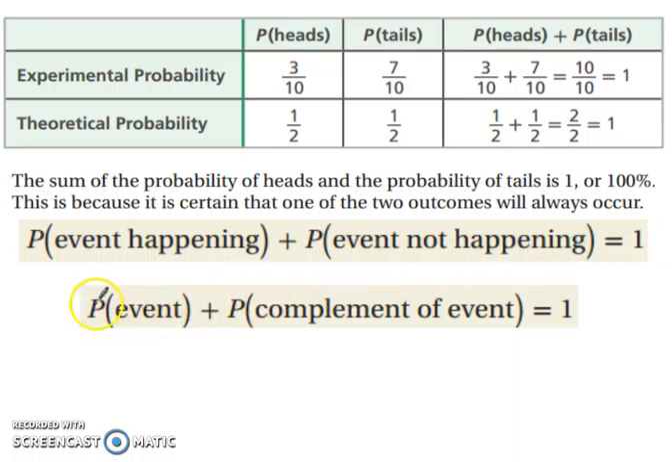You can also think of it as the probability of the event plus the probability of the complement of the event. Because if you remember, the definition was all the stuff that wasn't the event. So therefore, the complement of the event is the same thing as the event not happening. Let's take a closer look at that.